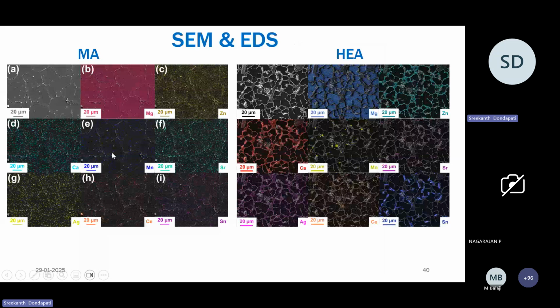And here you can clearly see the scanning electron microscope micrographs of the microstructure of both microalloy and HEA. It's very obvious that in the microalloy there are no intermetallic compounds at all, whereas in HEA it's segregated along the grain boundaries. Lots of intermetallic compounds are present, which we have already seen in the XRD.